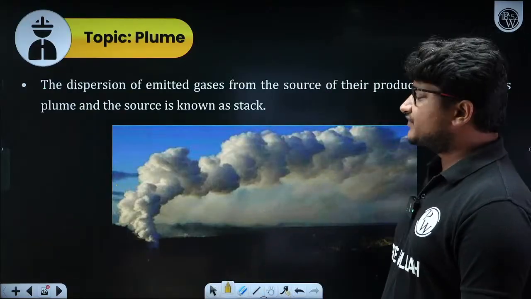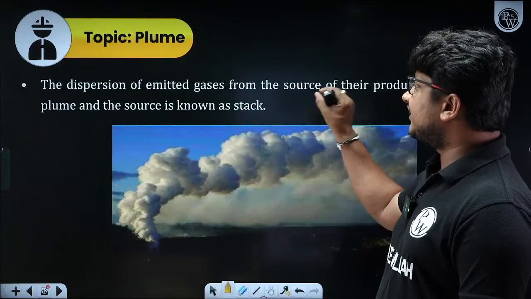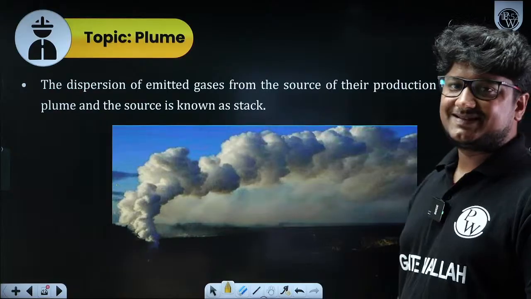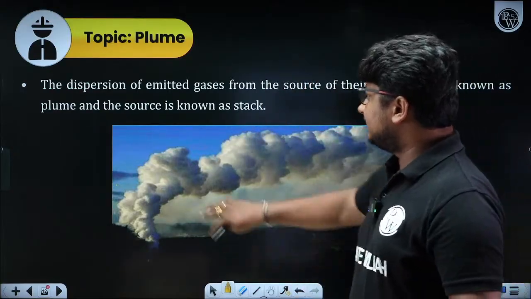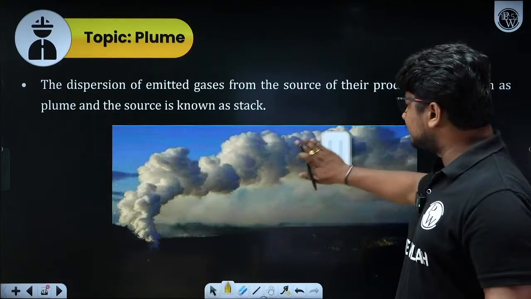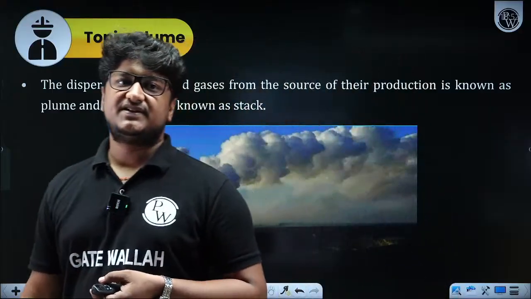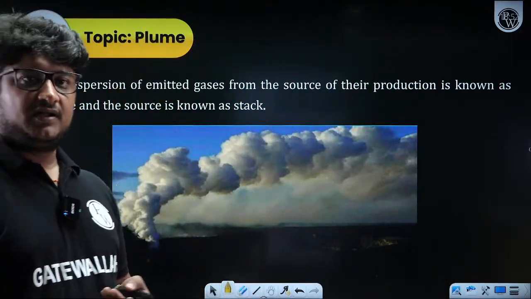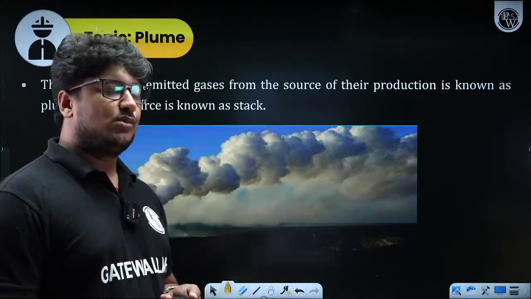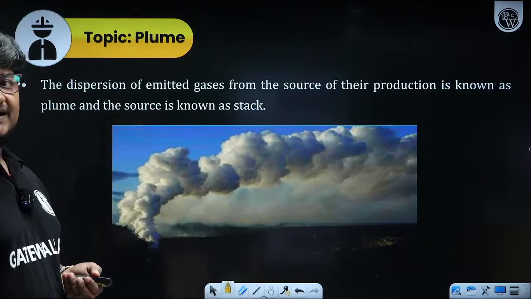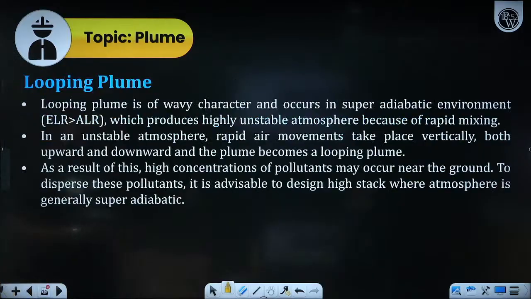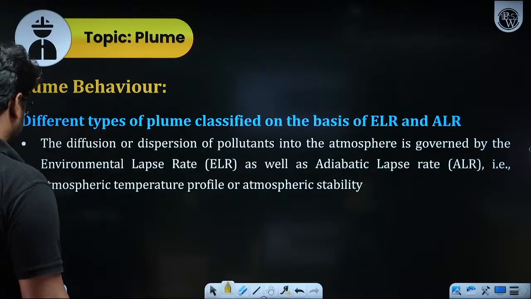So plume is something which we are talking about. It is nothing but the dispersion of emitted gas from the source of their production, and the source is known as stack. So basically the chimney stack, and the dispersion of this emitted gas is what we call plume. How this plume behaves in the atmosphere depends on the ELR and ALR value. What is the ELR and ALR value in different layers of the atmosphere, in the vertical height I am talking about? That decides what type of plume behavior you will see. So let's start one by one.